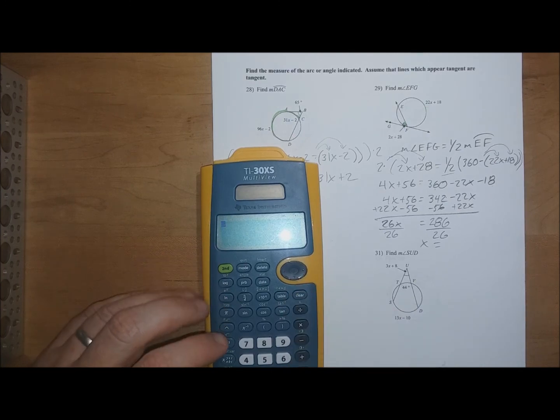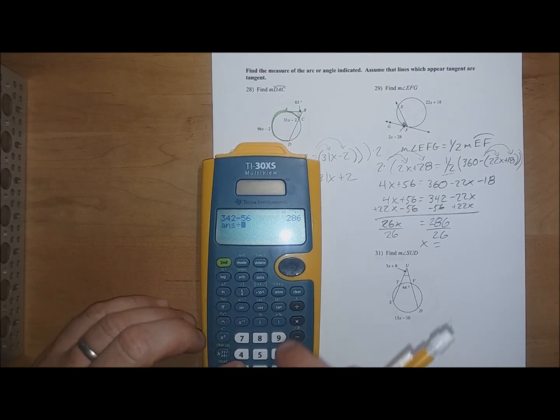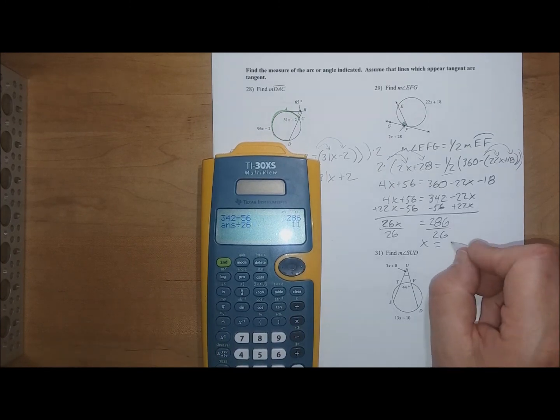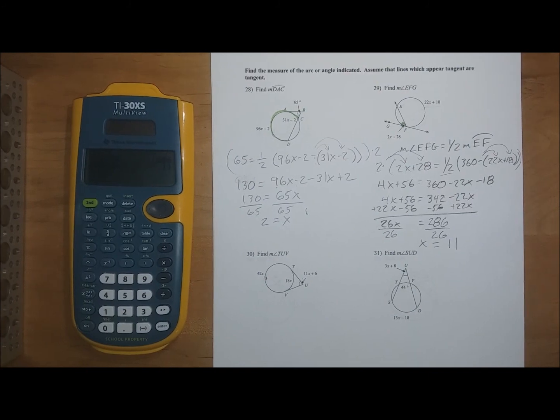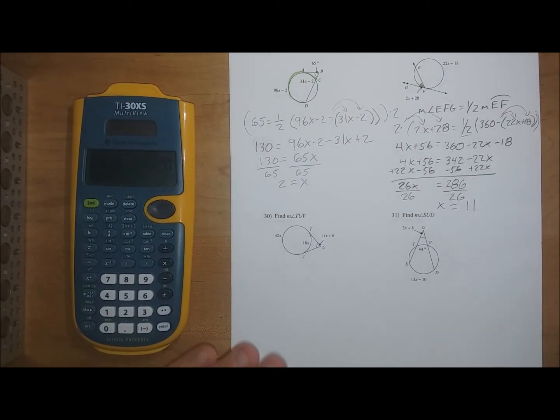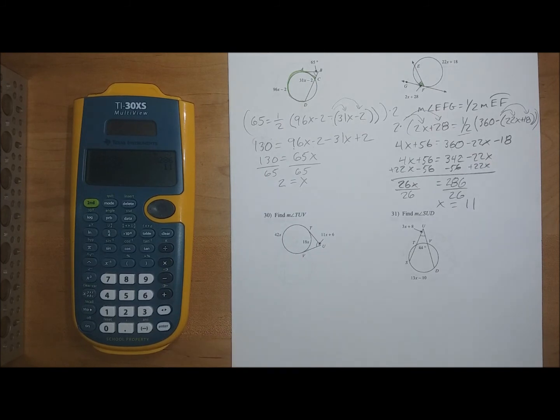And if we divide both sides by 26, I think we're going to get x equals, hold on, you don't trust me on that, do you? 342 minus 56 divided by 26. And we get x equals 11. Good. All right, number 30, they want us to find the measure of angle TUV, this angle here, okay?